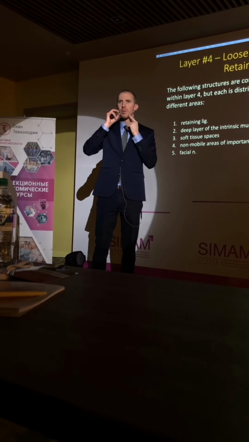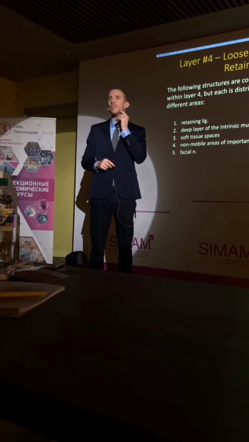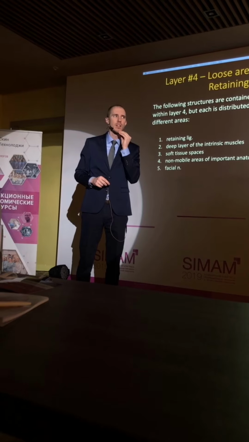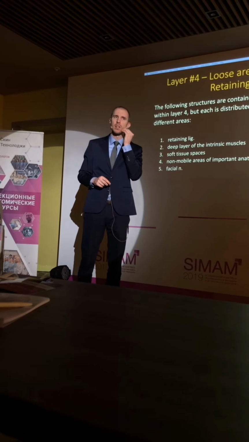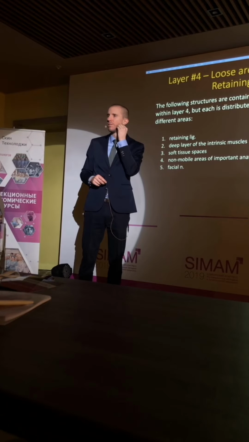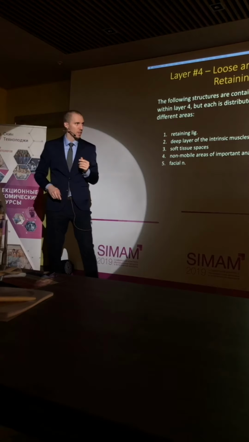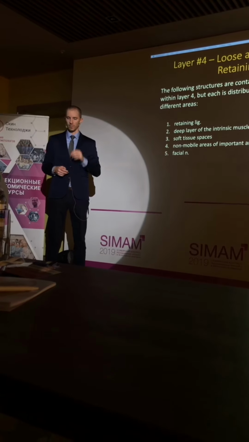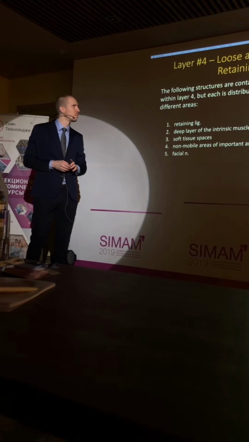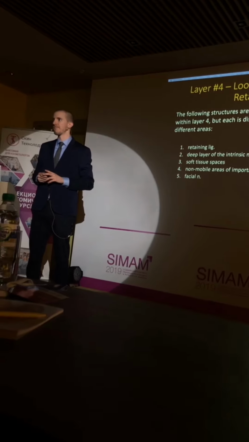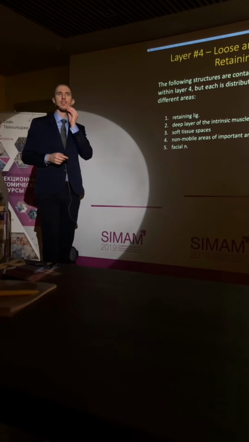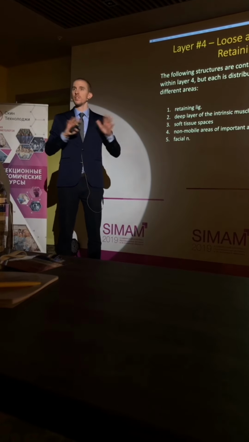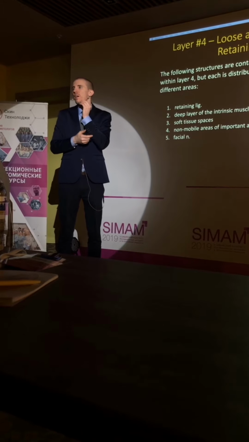So probably the best example for these retaining ligaments is here at the mandibular retaining ligament. Because if I pinch my chin, I feel that it does not come down, but it's extremely mobile here. So this means that at this point, in the 4th layer, this loose areolar layer disappears, and there's instead a retaining ligament.